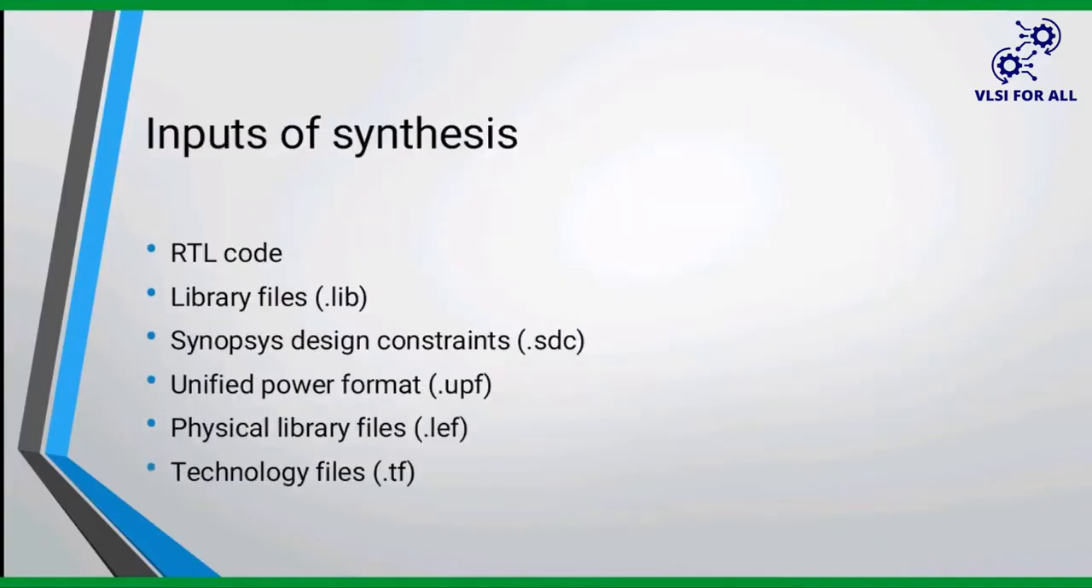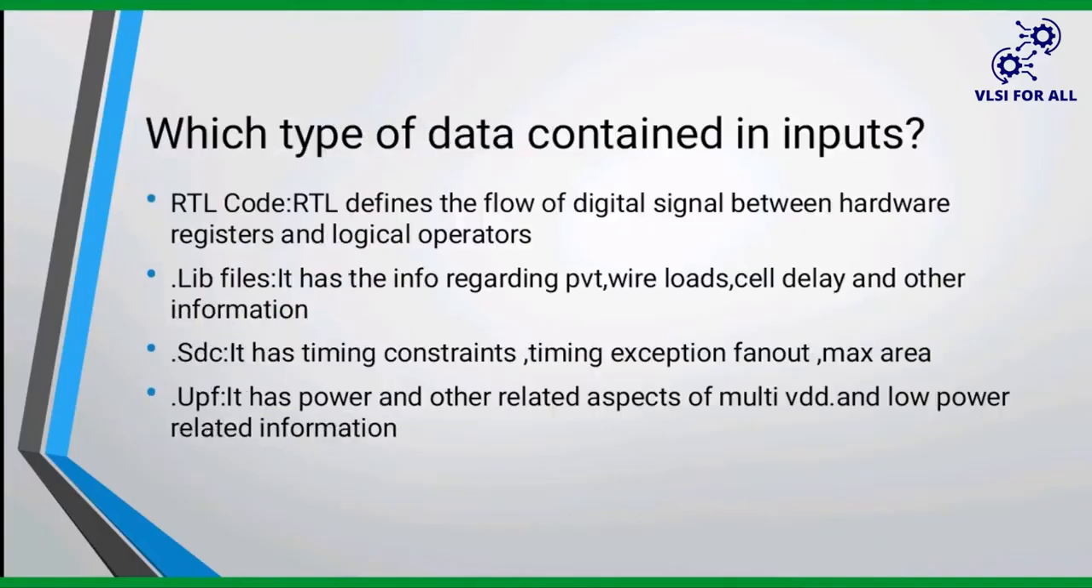Next, what is the second input? Library cell. So what information does the library cell contain? It has info regarding PVT, cells, wires, cell delay, and other information. Mainly, library files, .lib files, contain information regarding PVT, cells, wires, cell delay, and other information. Here, cell delay and net delay all come under STA. When I go to the STA topic, I'll explain what cell delay is.